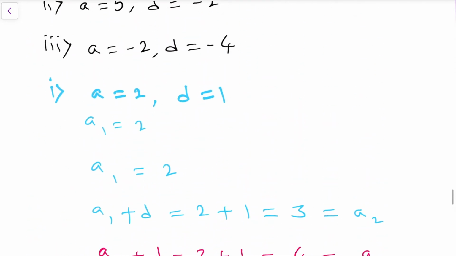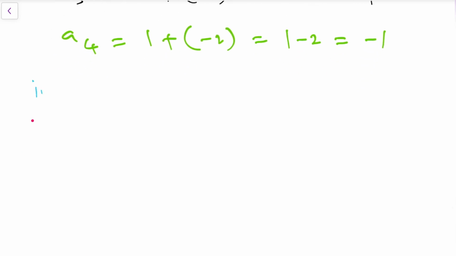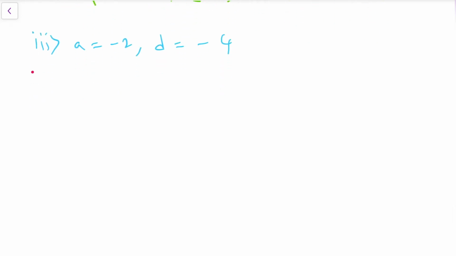Next, A equals minus 2, D equals minus 4. A equals minus 2 and D equals minus 4. So now A is nothing but A1, right? So A2 we want, then after that A3 and then after that A4. Still, if you want more, we can write like this only.